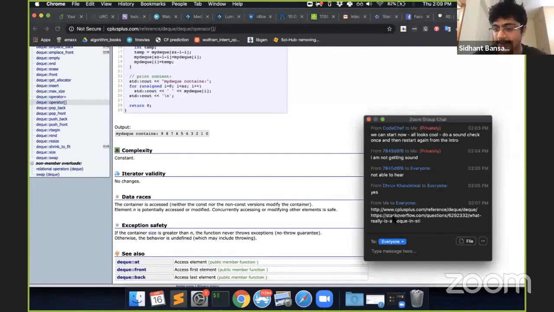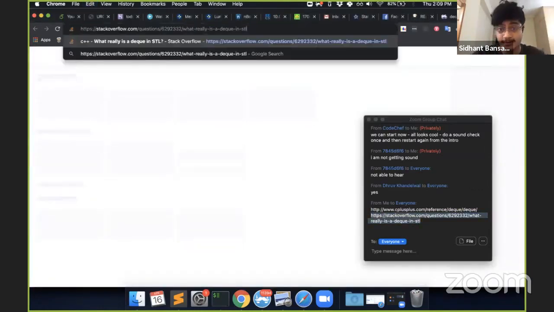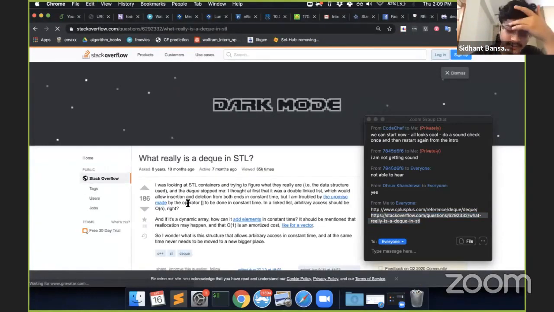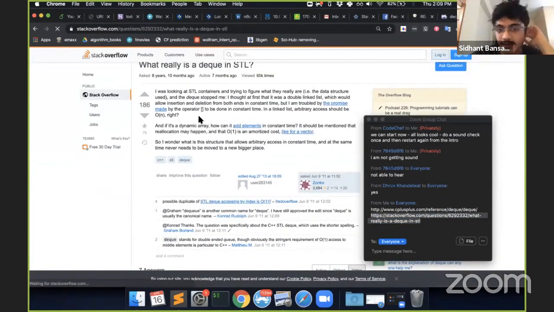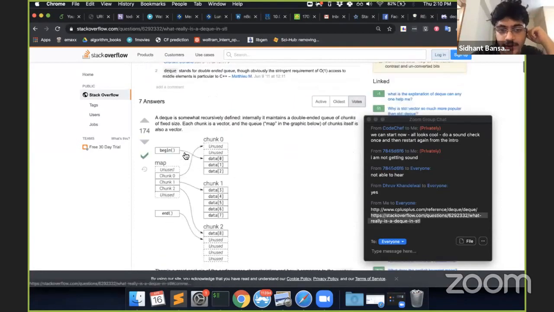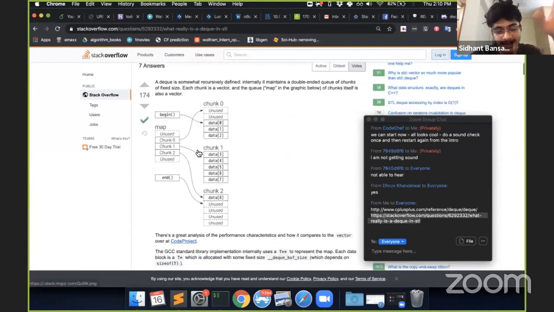So that's where the second link that I shared comes into play. If you want to understand the broad idea of how doubly-ended queue is implemented by C++, then they cover it in this question. This is a Stack Overflow question. It basically asks how the cost of accessing elements is constant time, whereas in theory it should actually be order n. So this is the idea. You can go through it.